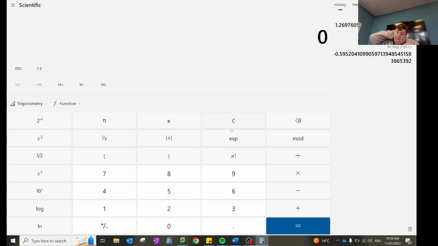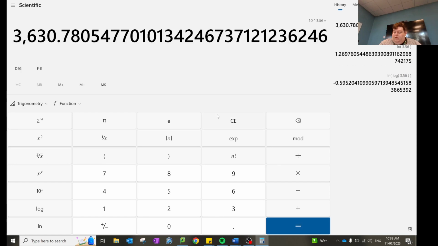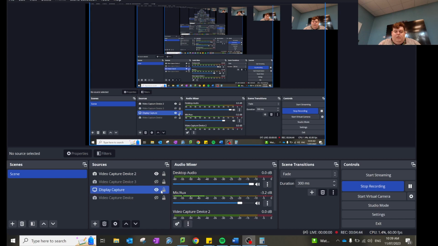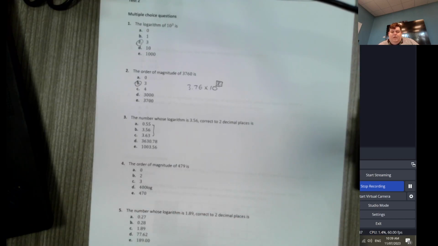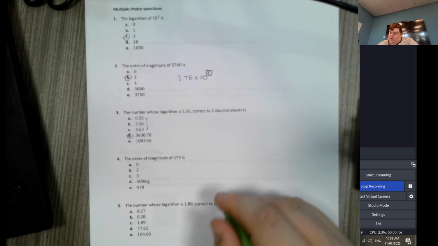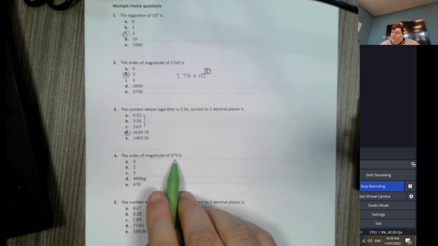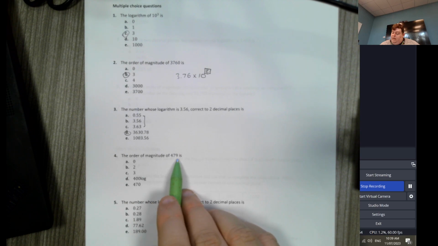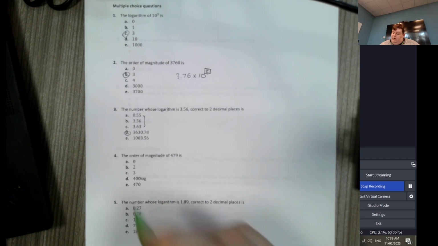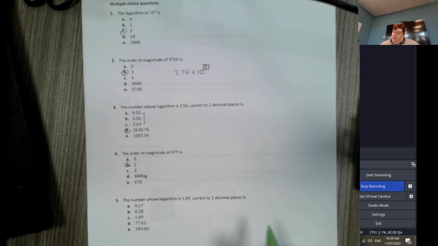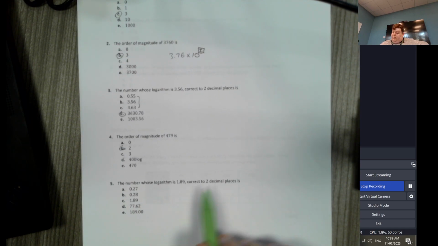If I know the logarithm of 3.56, it's just 10 to the power of 3.56, which is 3060.73. Let's bring that back up. It's the one that we suspected. Okay, order of magnitude of 479 would be 10 to the power of 2. A number whose logarithm is 1.89.